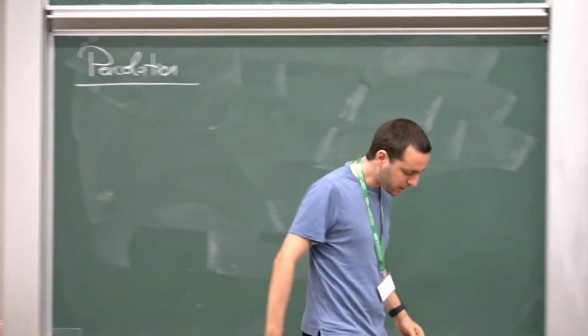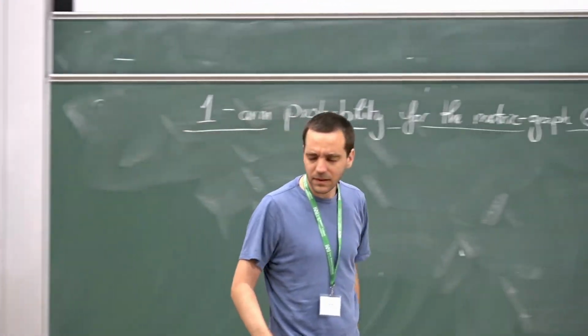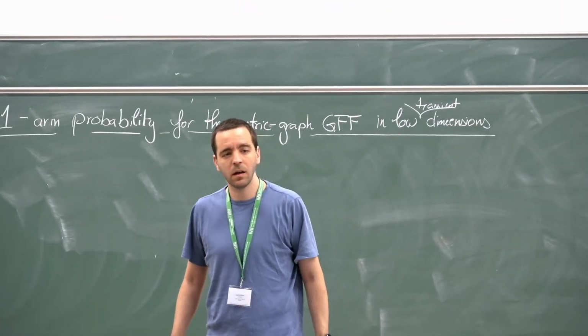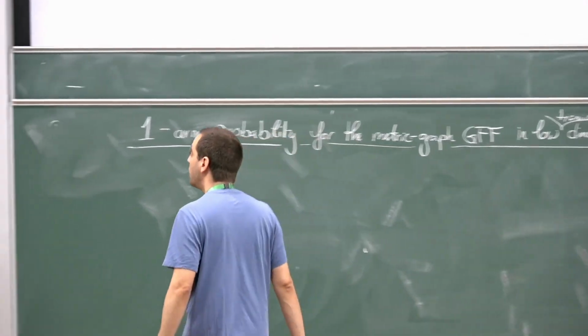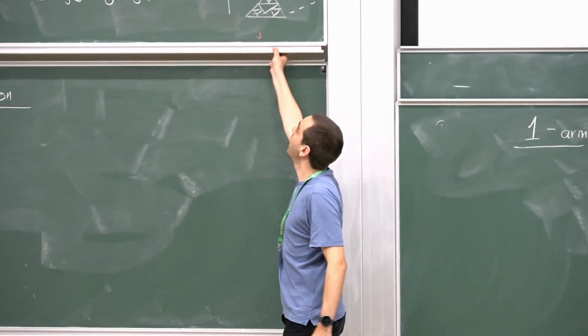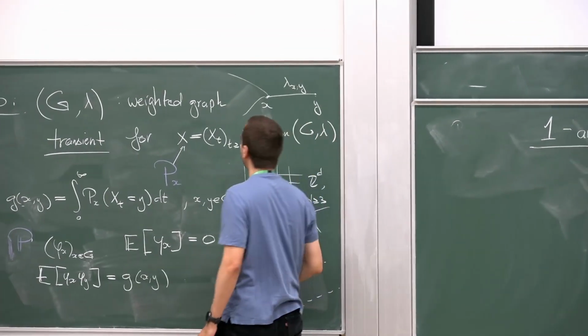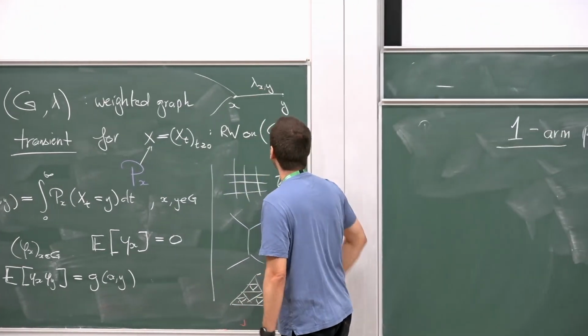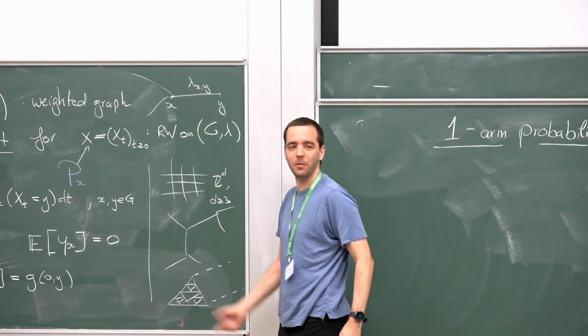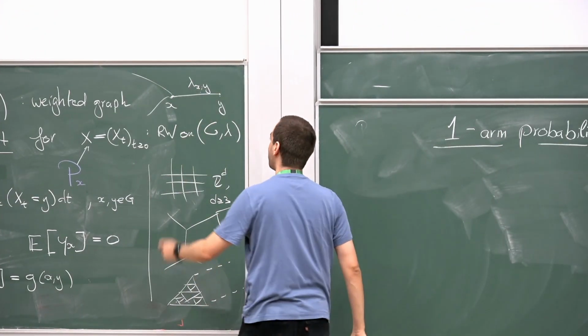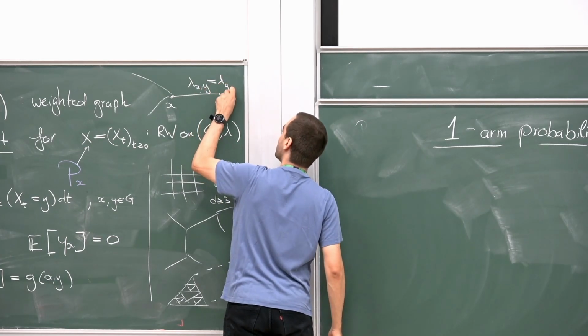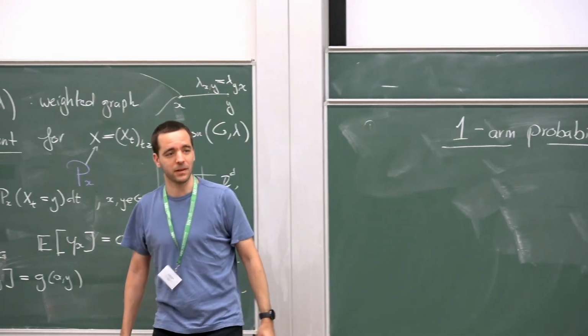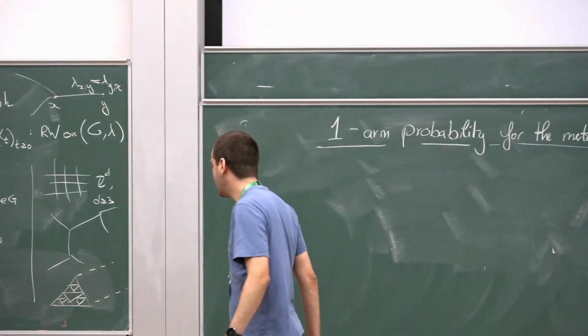So percolation, what? Sorry? Oh yeah, sorry. So thank you. The weights depend on x and y only through the unordered pair. So this is indeed symmetric. Everything is reversible. Thank you.